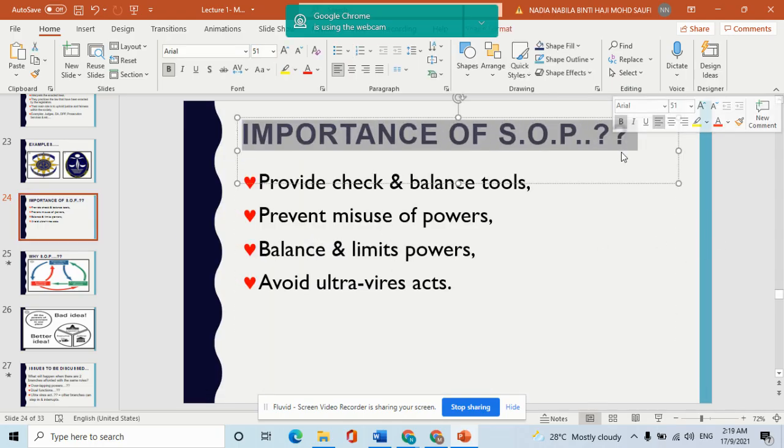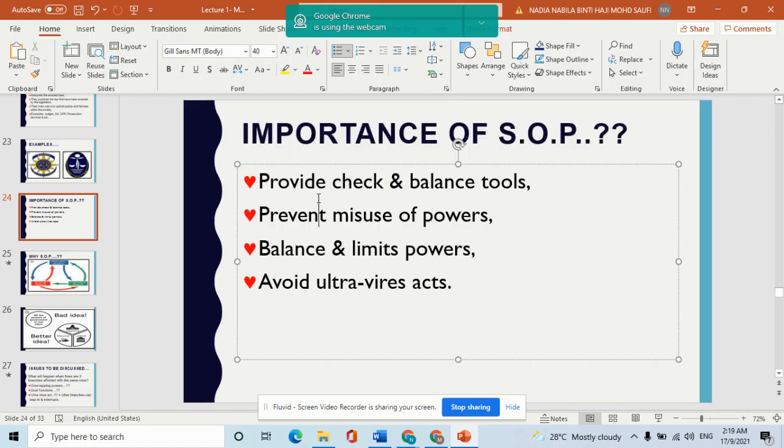The importance of separation of powers is actually a KBKK question. It's a question whereby you can answer even without any basic knowledge of law, because it is something that you can discuss by yourself. Why do you think it is important to have separation of power? So number one, to provide check and balance tools.